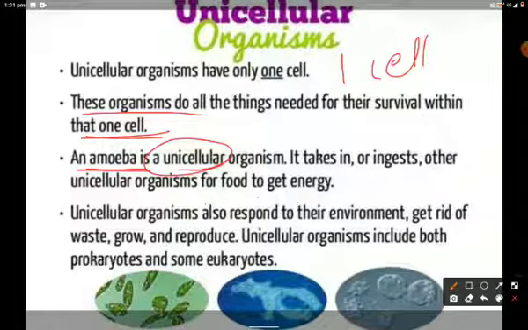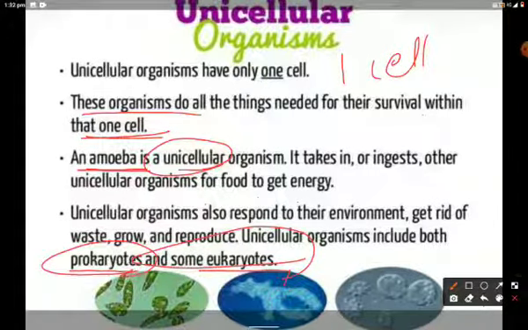Unicellular organisms include both prokaryotes and eukaryotes. We know that prokaryotes and eukaryotes are the two types of organisms. Both eukaryotes and prokaryotes are included in unicellular organisms.